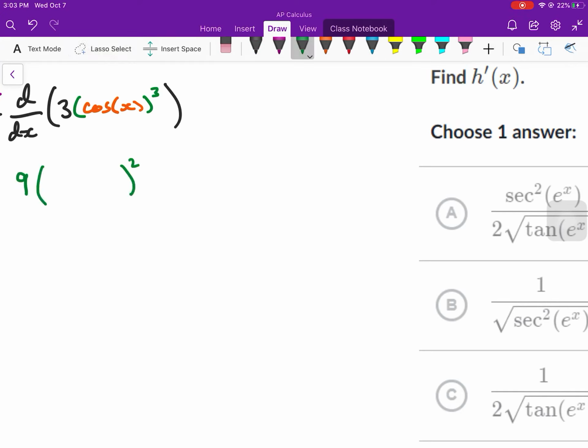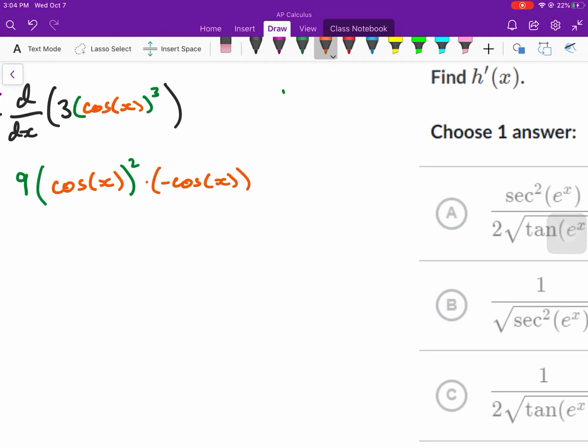Let me put that all in green, actually, just to represent that green. The outer function 3 comes down, meets that, becomes a 9. Take away 1, becomes a 2. Keep that inside function the same. So we're treating this like it's its own problem, and we're ignoring everything else that happened because we need to take the derivative of this. Now we need to multiply this by the derivative of the inside.